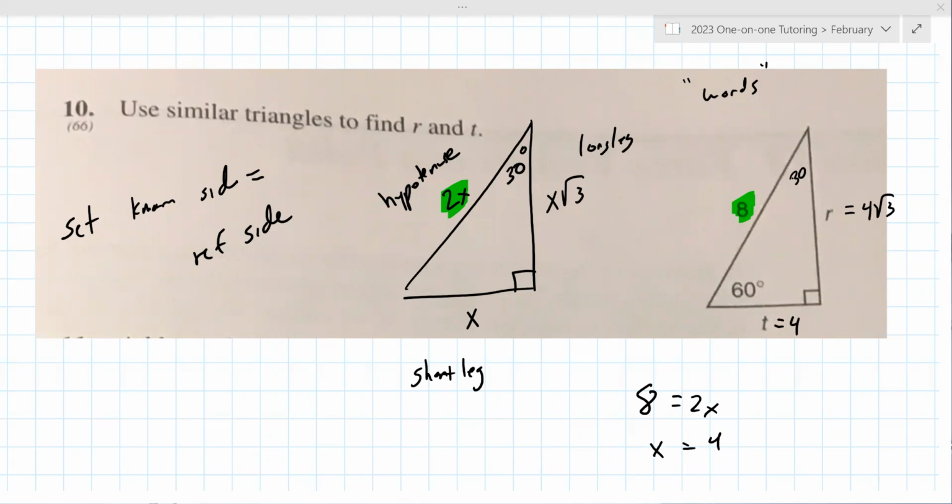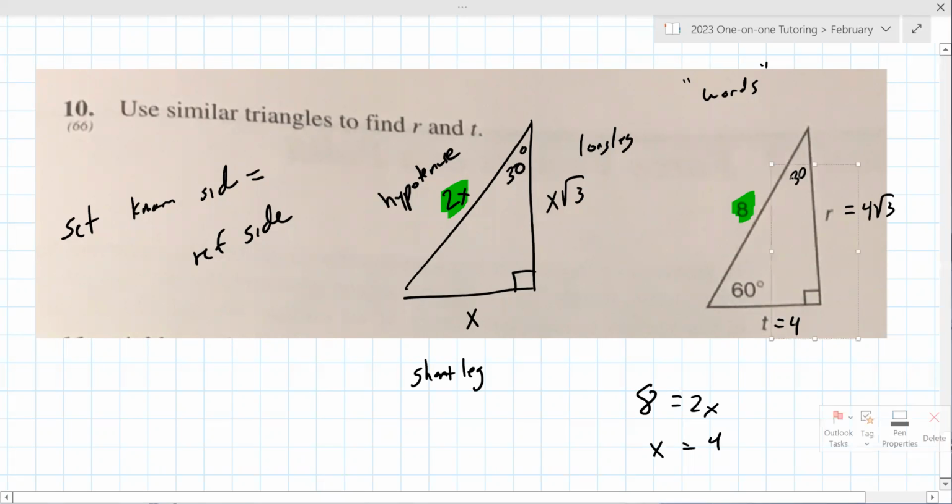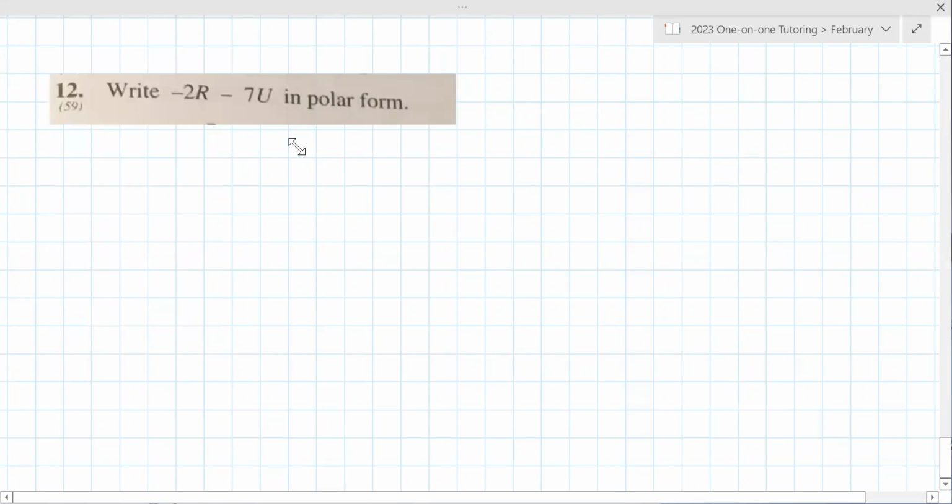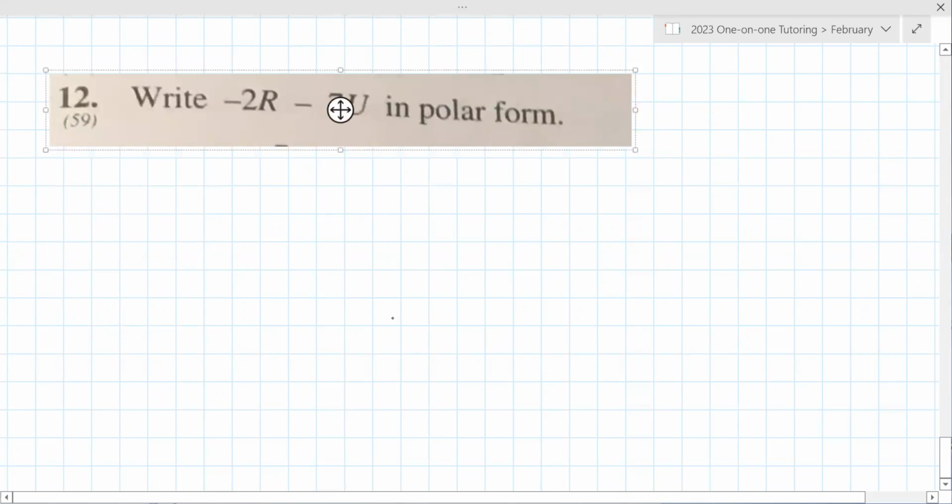I was leaving gaps in the paper for the rest of it. All right, so this is similar to what we did last week, -2r, -7u in polar form. So from the origin, okay, let me get this in the right spot. So -2r means instead of going right, you're going left 2. And instead of going up 7, you're going down 7.